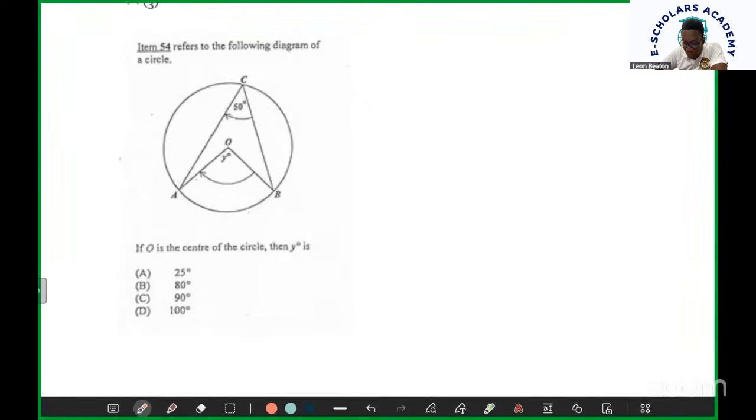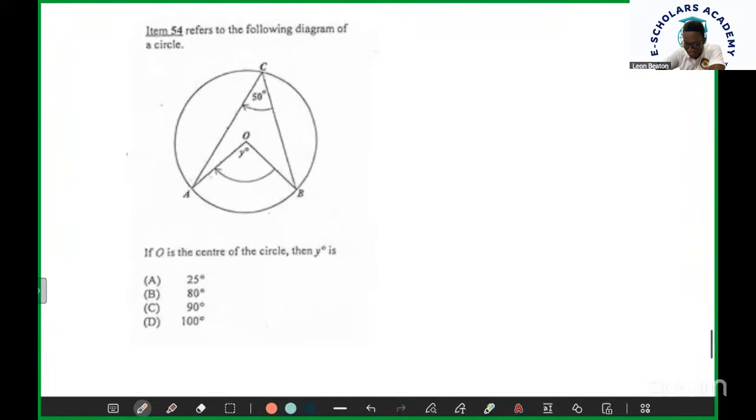So item 54 refers to the following diagram of a circle. So it's not that my internet is slow, right? It's TikTok. I'm live on YouTube and it's going perfectly fine there. So yeah, I have very fast internet. Don't embarrass me like that, man.